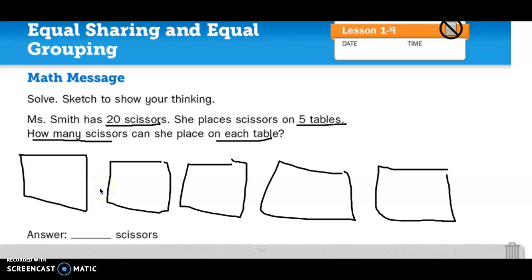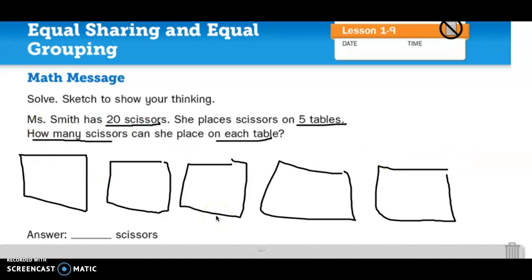Okay, if you're back, that means you have an answer down here. If not, you're putting me on pause. Well, you have 20 scissors. So that's what I know from the problem. We have 20 total, and we have 5 tables to place them on. How did you decide what to draw first? Well, we know that there were 5 tables, so we drew out what we knew.